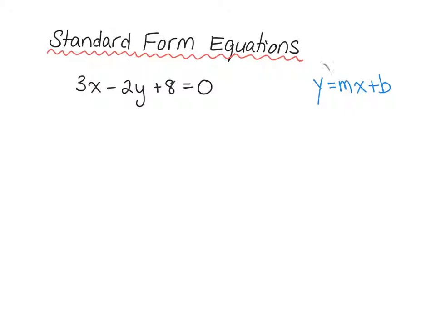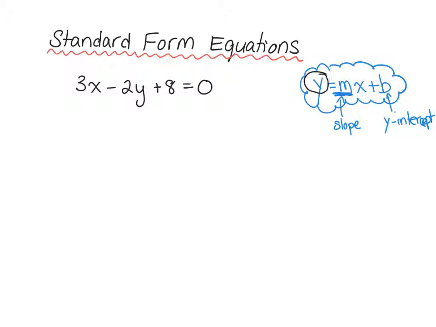So y equals mx plus b is a form that we really like because it makes it easy to see the slope, which is m, and the y-intercept, which is b. So when you have your linear equation where y is on one side of the equation, like this, a single y on the left side, or the right, it doesn't really matter, but it's by itself, and everything else is on the right side, then it makes it easy to find the slope and y-intercept. So let's change this standard form equation so that it looks like that.